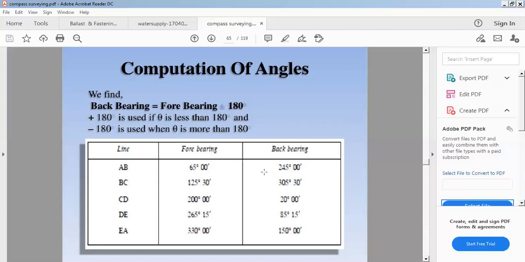So first is 65 degrees. 65 degrees means which is less than 180 degrees. You can see that's why we are using the plus sign. It means the formula will be back bearing is equal to forebearing plus 180 degrees. So forebearing is 65 degrees plus 180 degrees. It will come 245 degrees. Okay. Now clear, sir.